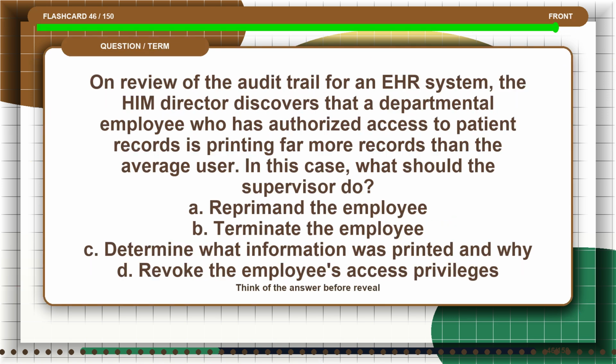Flashcard 46. On review of the audit trail for an EHR system, the AHIMA director discovers that a departmental employee who has authorized access to patient records is printing far more records than the average user. In this case, what should the supervisor do? A. Reprimand the employee. B. Terminate the employee. C. Determine what information was printed and why. D. Revoke the employee's access privileges.